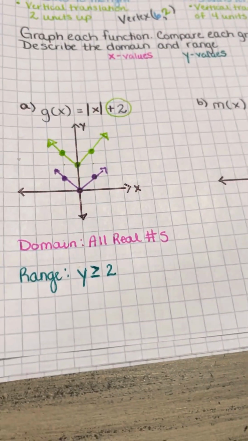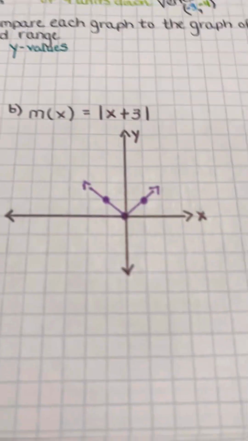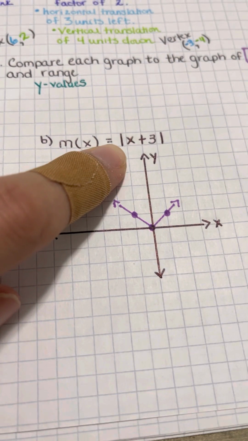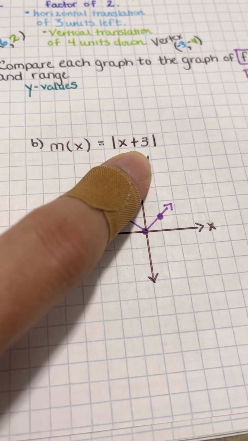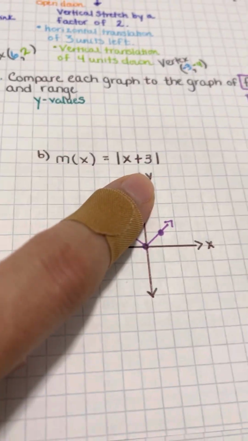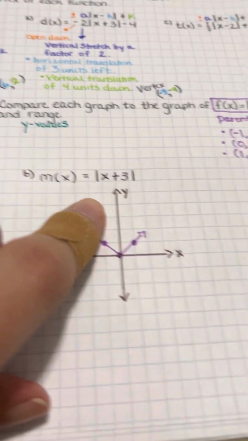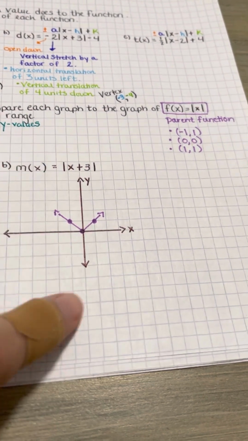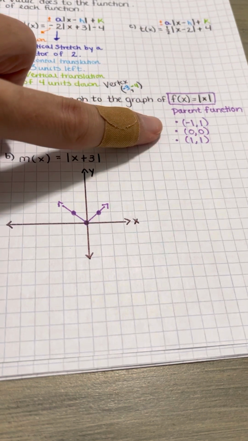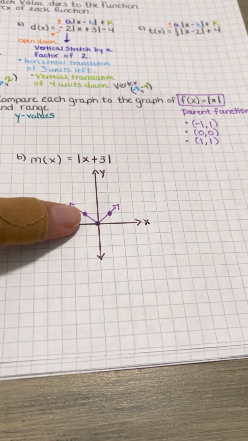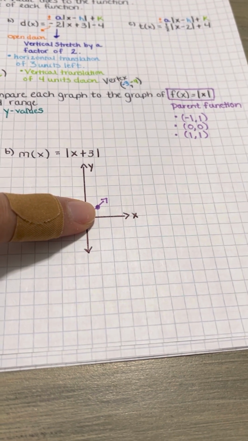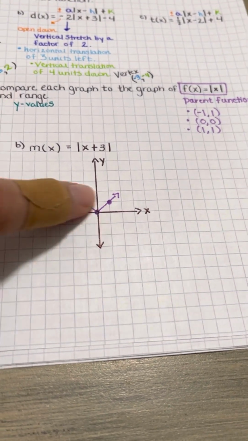All right, so now let's take a look at what we have over here. So here, they want us to graph m of x equals the absolute value of x plus 3. And notice that that plus 3 is on the inside. And then we need to compare that to our parent function. So I always start by graphing the 3 core points of my parent function. Negative 1, 1, 0, 0, and positive 1, 1. I'm going to start by graphing those 3.